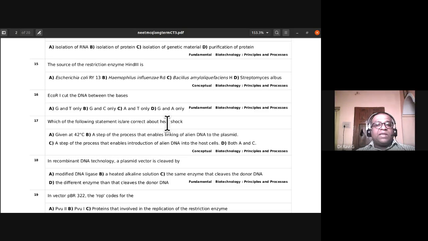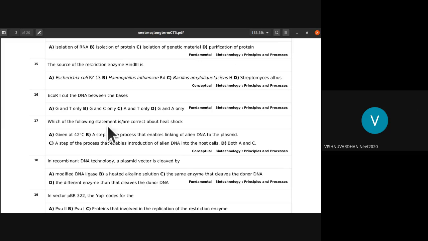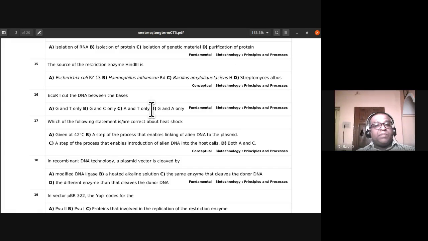EcoRI cuts the DNA between the bases G and A. Remember this example, GAATTC. Okay, don't forget that example. So EcoRI cuts the DNA between G and A. It is away from the center. As a result of it, we get sticky ends or non-symmetrical ends. So EcoRI cuts the DNA between the bases G and A only.